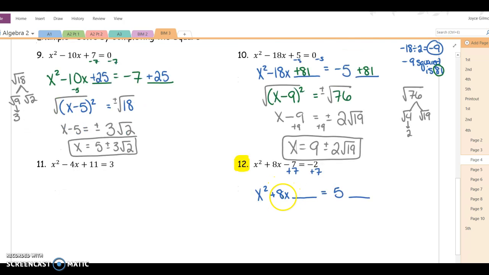So we need to figure out what we need to add to both sides to complete the square. So take your middle number, 8, divided by 2 is 4. 4 squared is 16. 16 is what we are going to add to both sides. Because that 16 came from squaring 4, the factored form is x plus 4 squared, and on the right side we have 21.